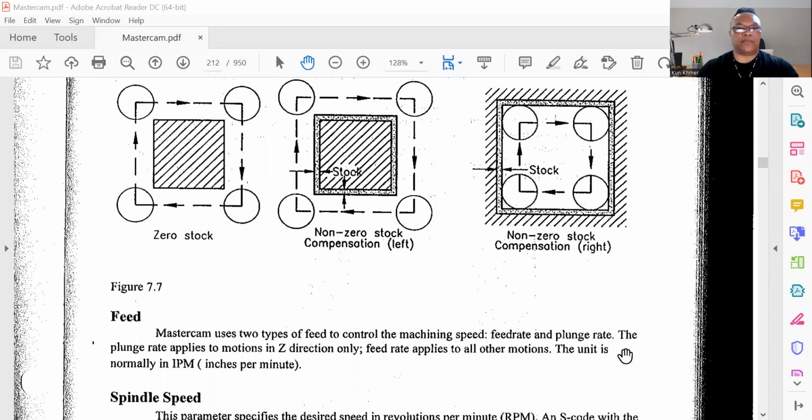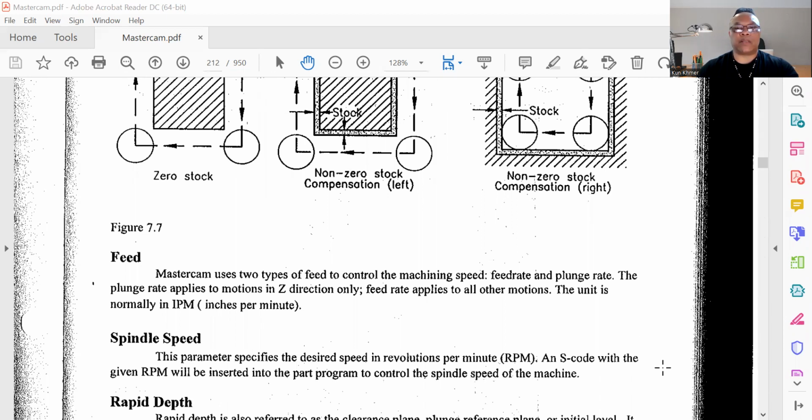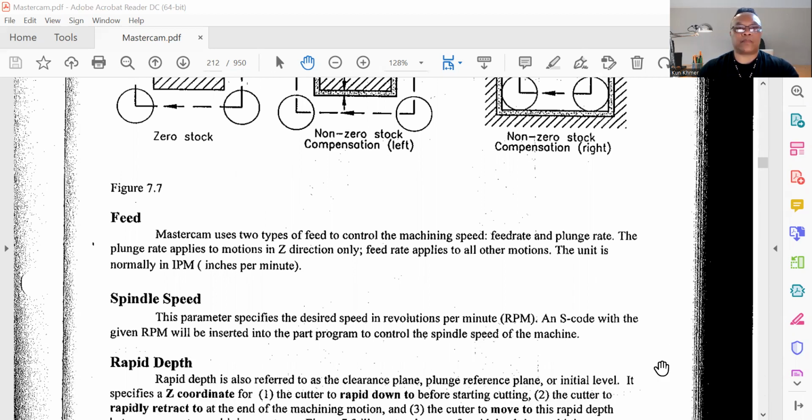Now, the feed. Mastercam uses two types of feed to control the machining speed: feed rate and plunge rate. The plunge rate applies to motion in the Z direction only. Feed rate applies to all other motion. This unit is normally in IPM, which stands for inches per minute.